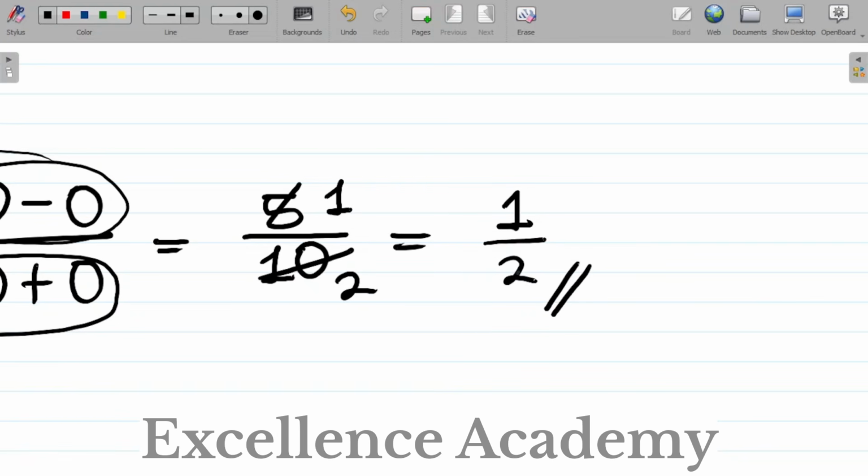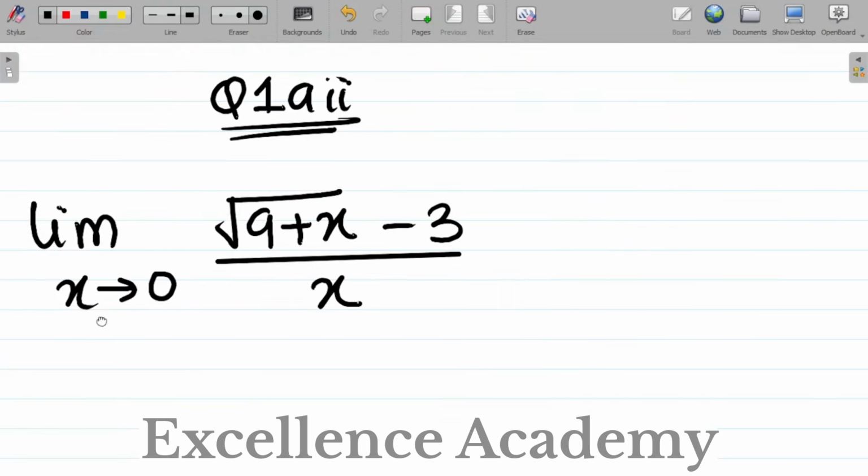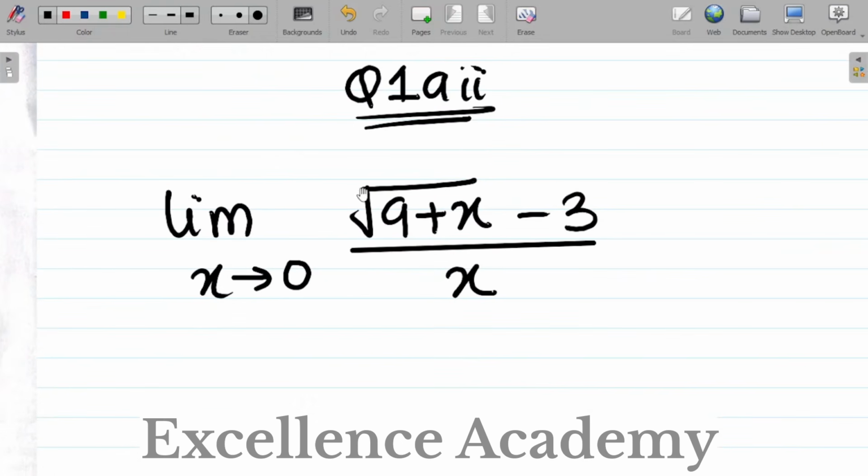Let's look at question 1AII, all right? The limit of root 9 plus x minus 3, all over x, as x approaches 0. So how do we solve this question? The first thing here, I'll take down the question. Now, how do we solve this?